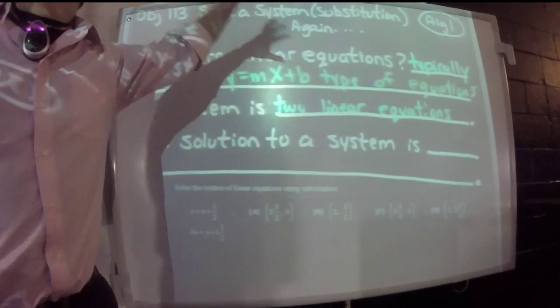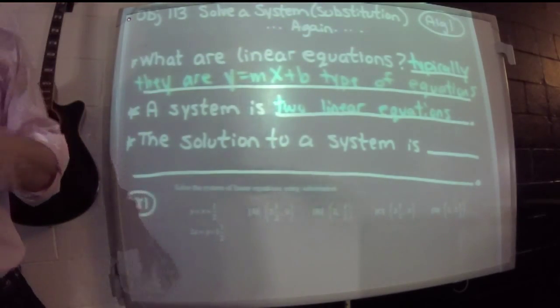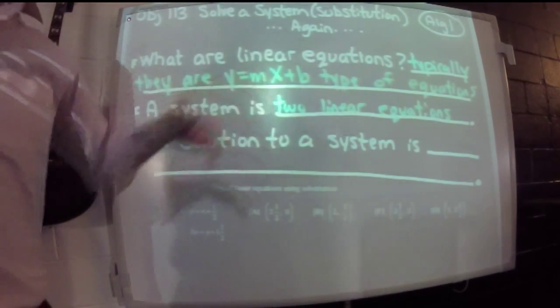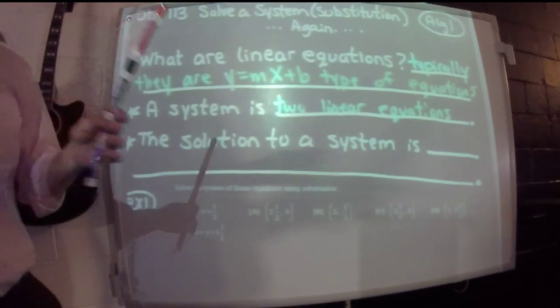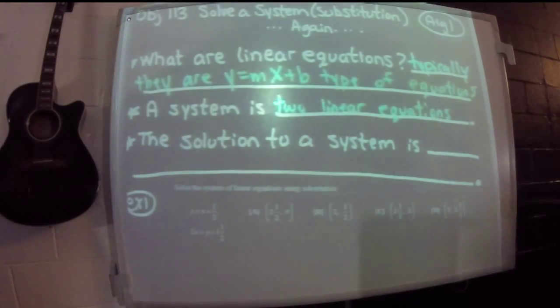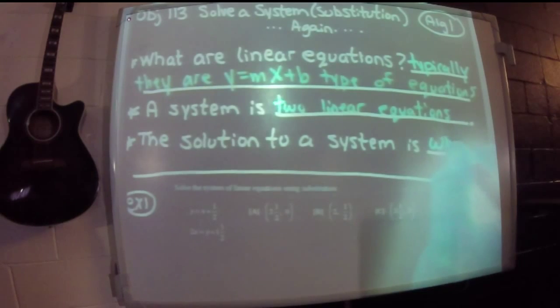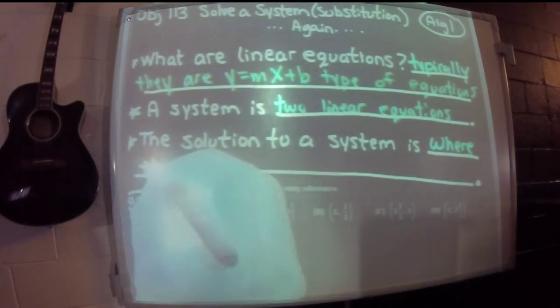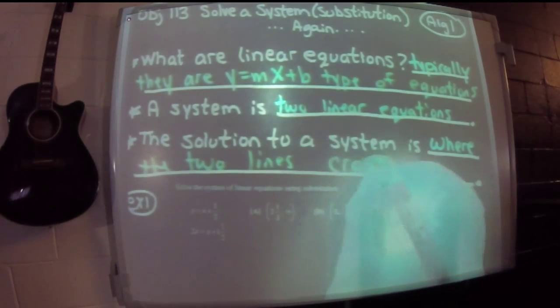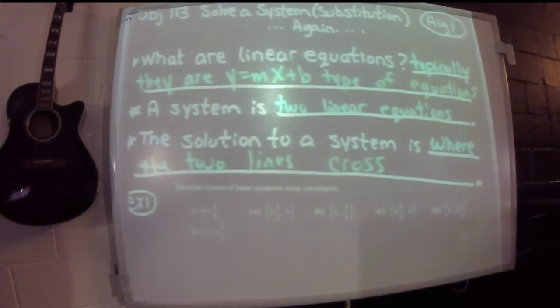So linear equations are your equations that you can make lines out of, y equals mx plus b. A system is when you have two of them on the same problem, and then what does it mean to be the solution of a system? Where they cross. Typically, you're going to have two, and wherever they cross is going to be your solution. So the solution to a system is where the two lines cross. And remember, where they cross is an ordered pair. It's a point, x comma y, a location where they cross.